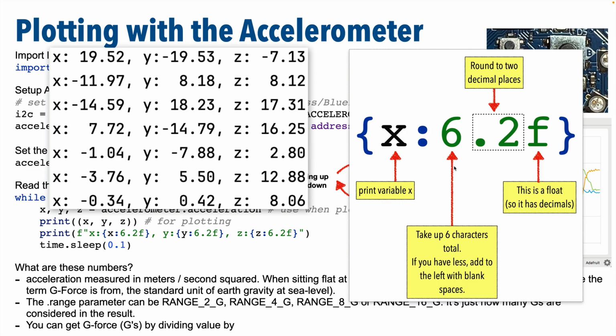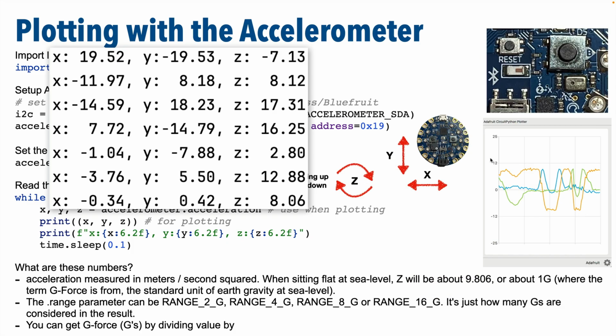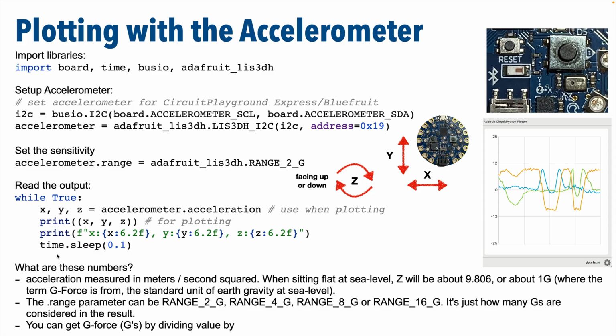Now we chose 6 for the number of characters because you probably won't have a value larger than 99 or negative 99. That's almost 10 Gs. That'd be pretty gnarly motion. So 2 values to the left of the decimal, 2 to the right of the decimal, 1 for the decimal point, and 1 for a potential negative sign. 6 characters in total. And finally, since the readings can happen super fast in a while true loop, you'll want to slow this down so you can read the printouts. So with that knowledge, let's head back to PyCharm and code this up.